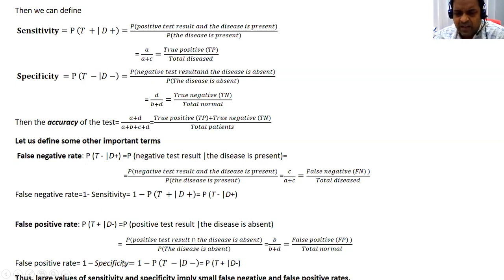A large value of sensitivity and specificity implies a small value of the false negative and false positive rates. So when you get a correct answer for sensitivity and specificity, your false results, mistakes or errors will be less. The higher they are, the better, so you will get a good result. Let's go to the next slide.